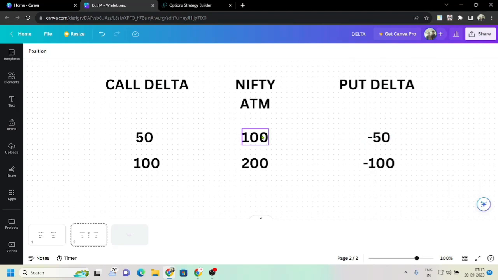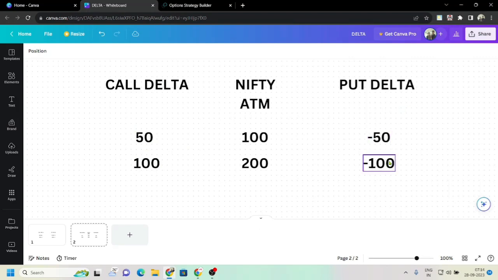Now Nifty is moving 100 points on the upside. It is going to 20,000. From 19,900 it moves 100 points. When Nifty moves 100 points, your call delta will move 50 points. This 50 will become 100. The put delta will go to minus 100.